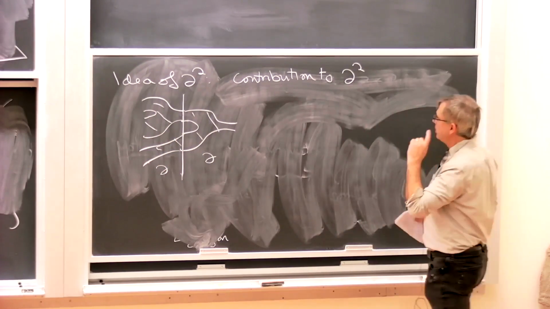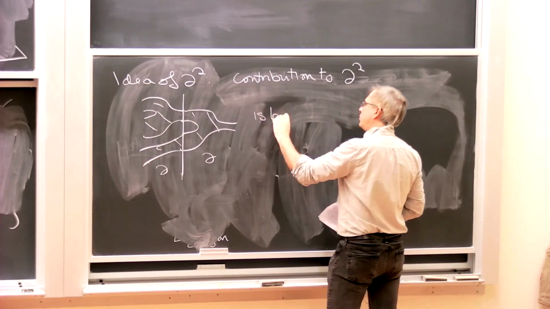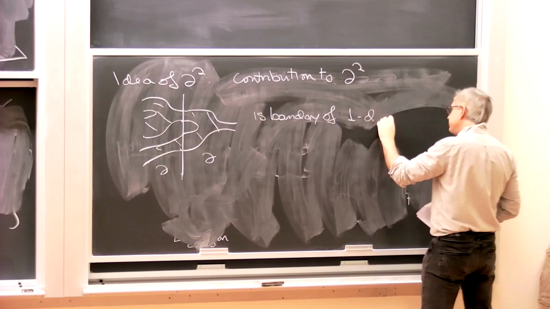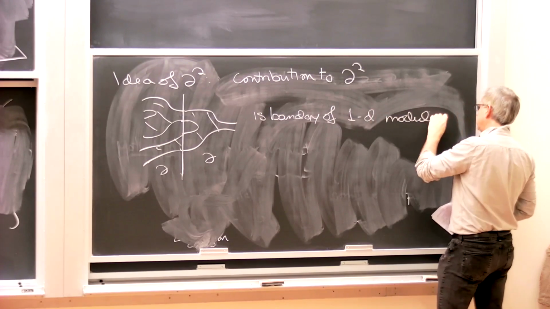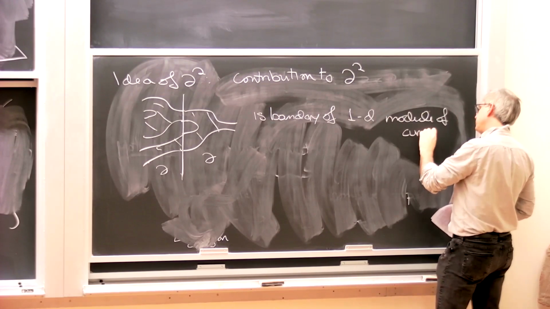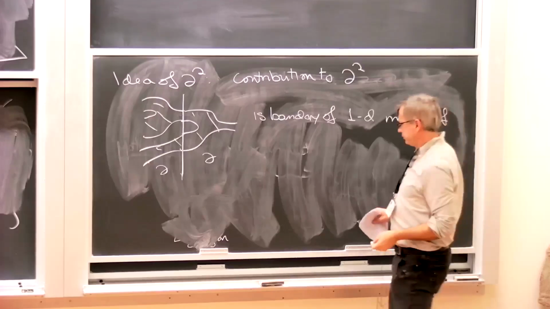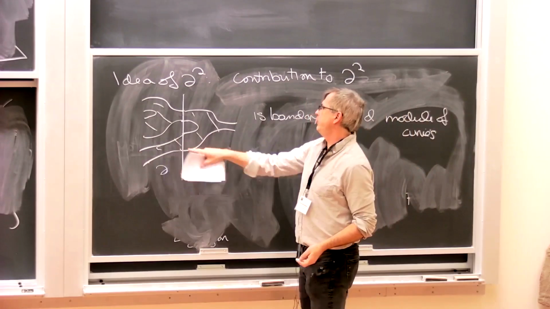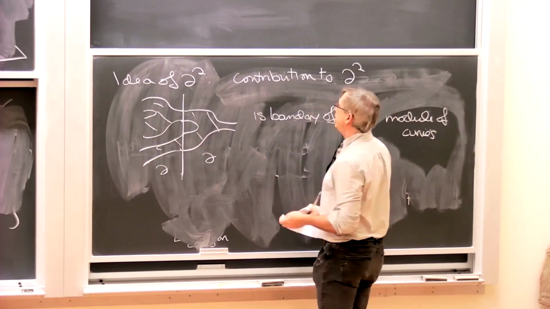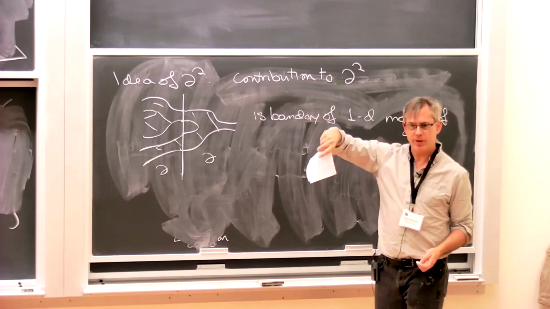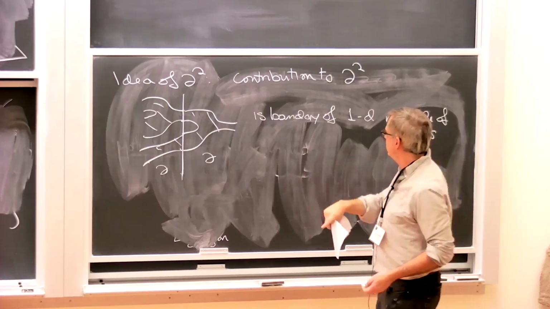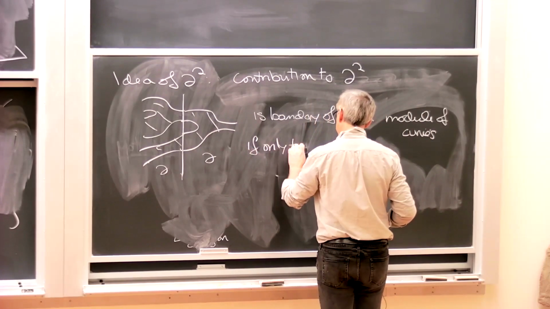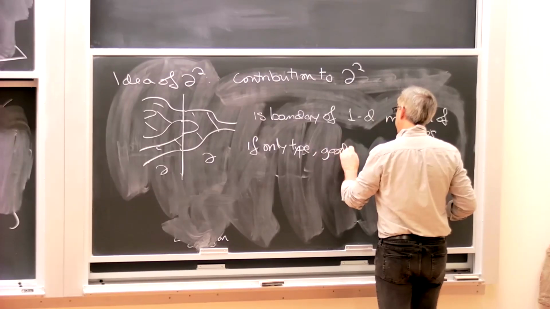And so this kind of configuration is the boundary of a one-dimensional moduli space of such curves. And if this is the only kind of boundary configuration, then the boundary terms occur in pairs and cancel. And so then you would get d squared equals 0. So if this is the only type, good.